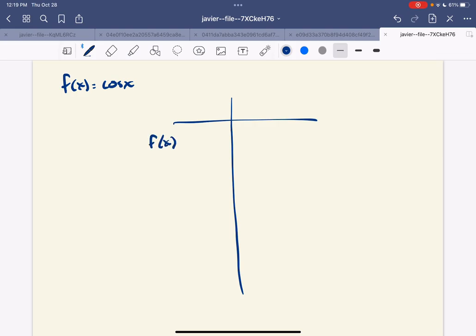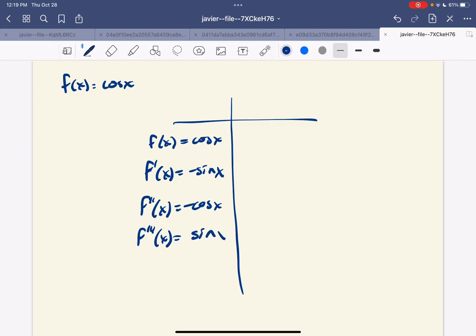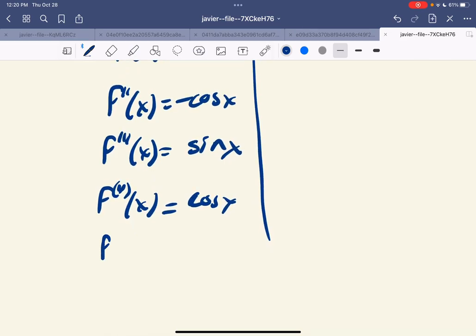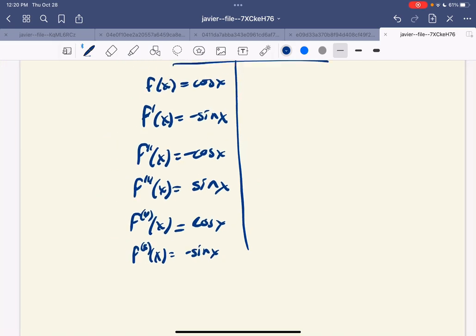f of x is equal to cosine of x. f prime of x is equal to negative sine of x. f double prime of x is equal to negative cosine of x. f triple prime of x is equal to sine of x. f fourth derivative is equal to cosine of x. f fifth derivative is equal to negative sine of x, and so on and so forth.